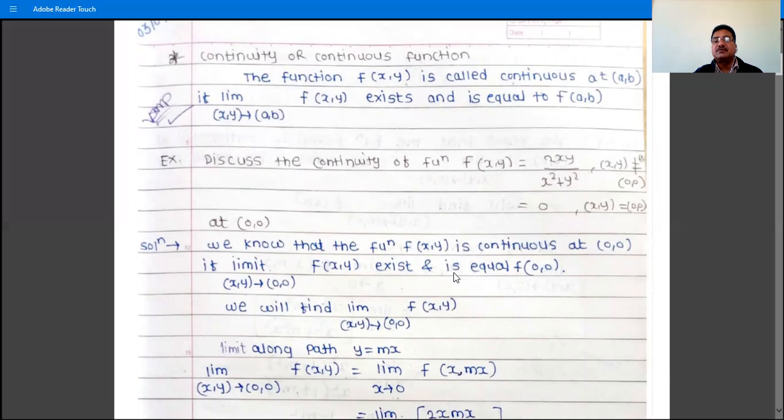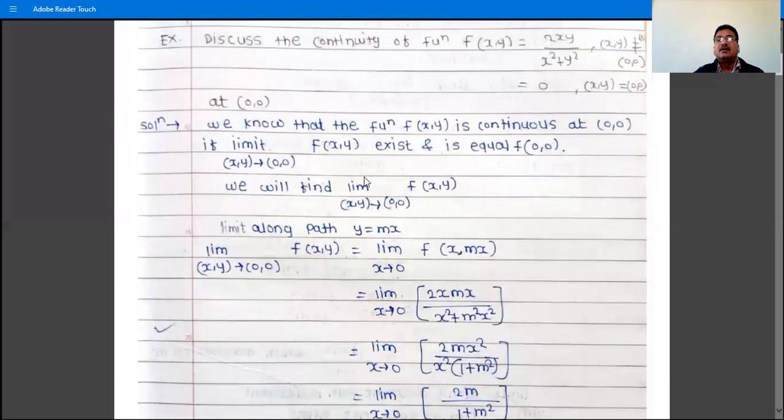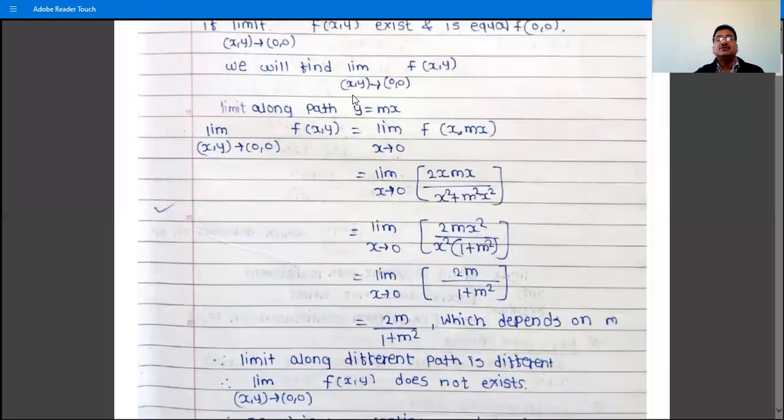But what is the first problem? 2xy divided by x squared plus y squared. The function is continuous at (0,0) if the limit as (x,y) tends to (0,0) of f(x,y) exists and is equal to f(0,0), and f(0,0) is 0. That is, if this limit exists and is equal to 0, then this function is continuous. But this limit does not exist. So how can we show this?